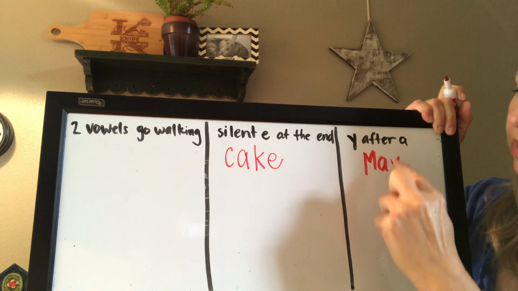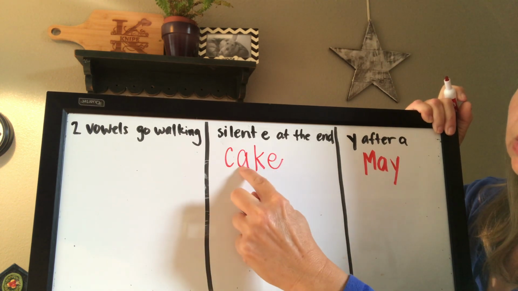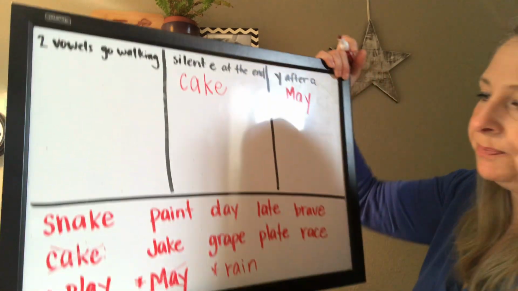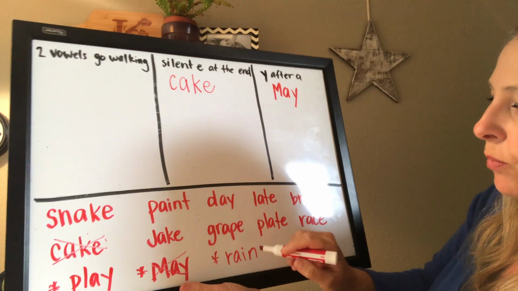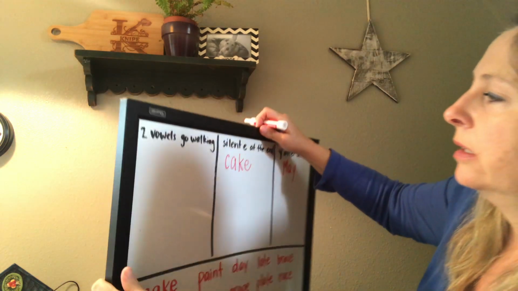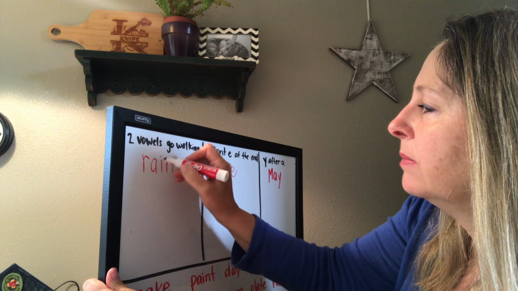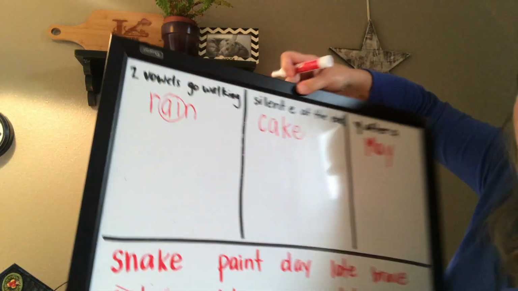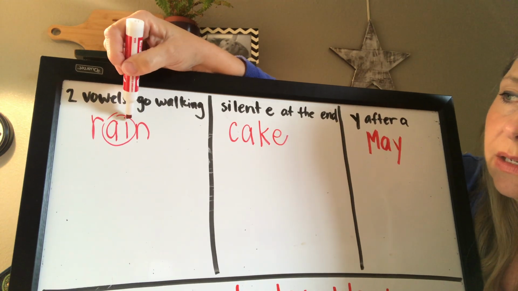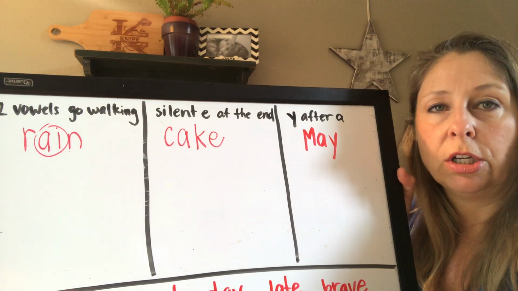So these are two ways: Y on the end in front of an A, or silent E on the end making this A say its name. And then this is the two vowels go walking. So I'm going to look here and I'm going to find the word rain. I'll write it up here, R-A-I-N. And this is my two vowels in the middle. When two vowels go walking, the first does the talking. R-A-I-N, I saying nothing at all. So these are the three ways that we can make the long A sound.